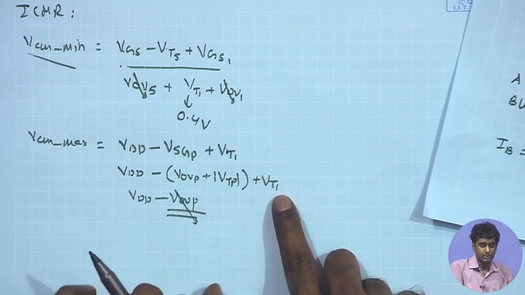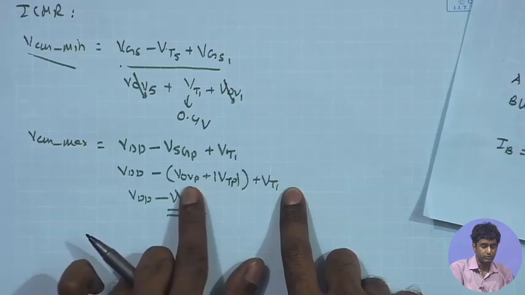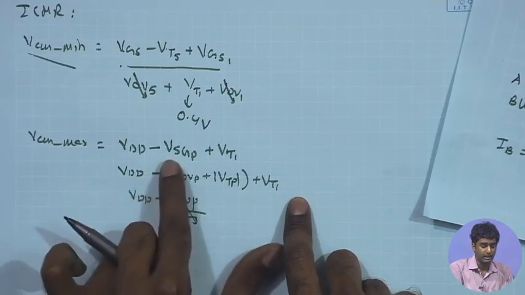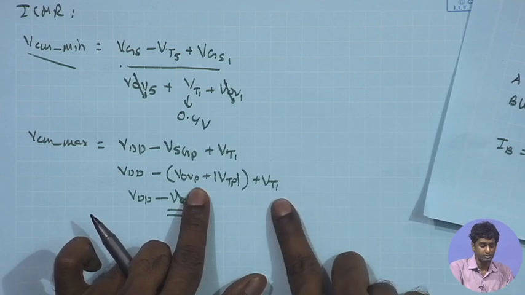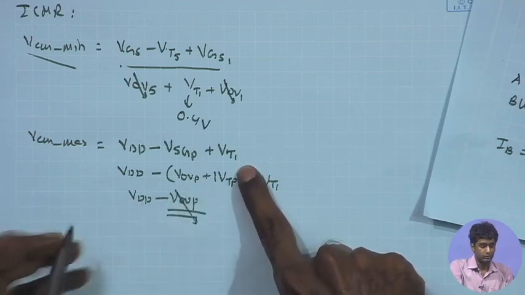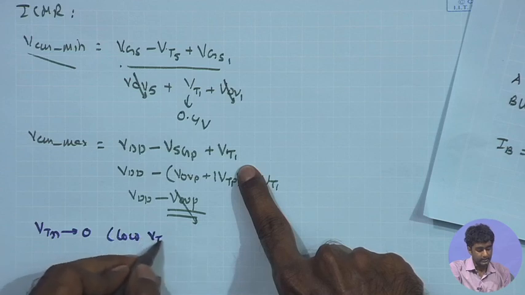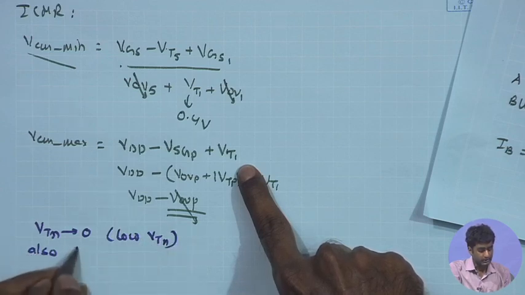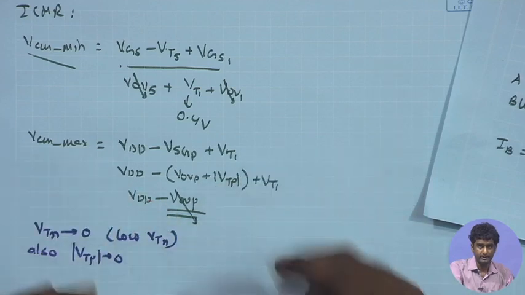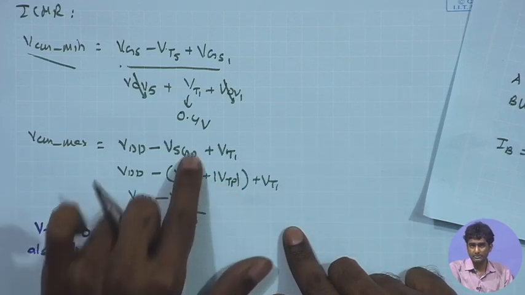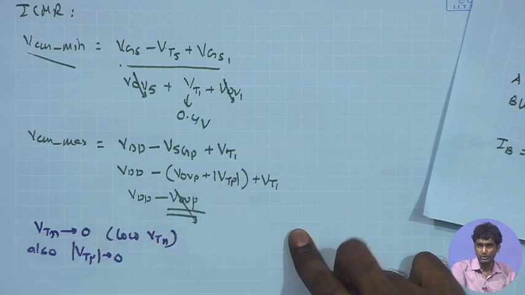Now, if VT1 is 0, then of course, I have the maximum input common mode given by VDD minus this quantity. You do not have the V overdrive coming any longer, but you have VDD minus this entire VSG term. Therefore, once again, if I really want to take the advantage of 0 VT NMOS, I would like to get rid of this VT also. So, we can go for VTN tending to 0 or low VTN MOS, also mod VTP tending to 0. If you have the low VTP MOS option, only then will you get the same advantage on the upper side. If you take the nominal VTP MOS on the upper side, you will have a limitation on the ICMR. So make sure that if you are choosing low VTN MOS, you should also choose a low VTP MOS.